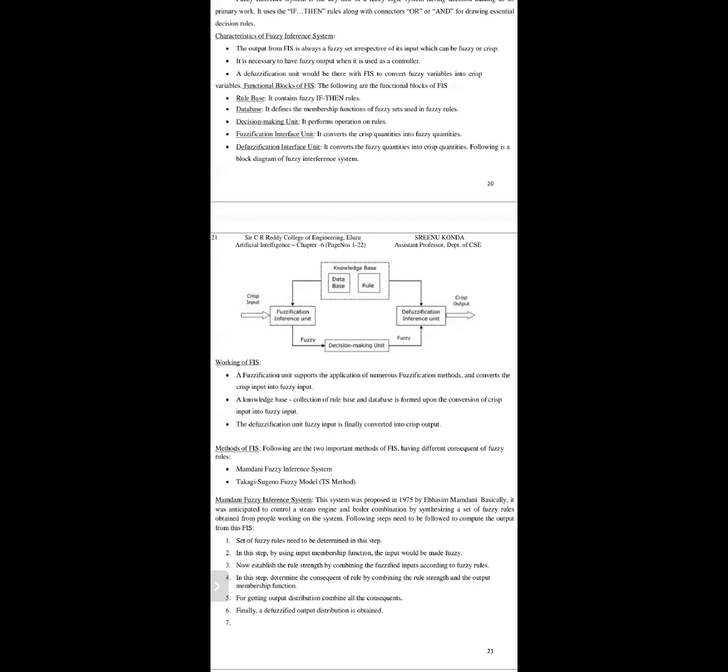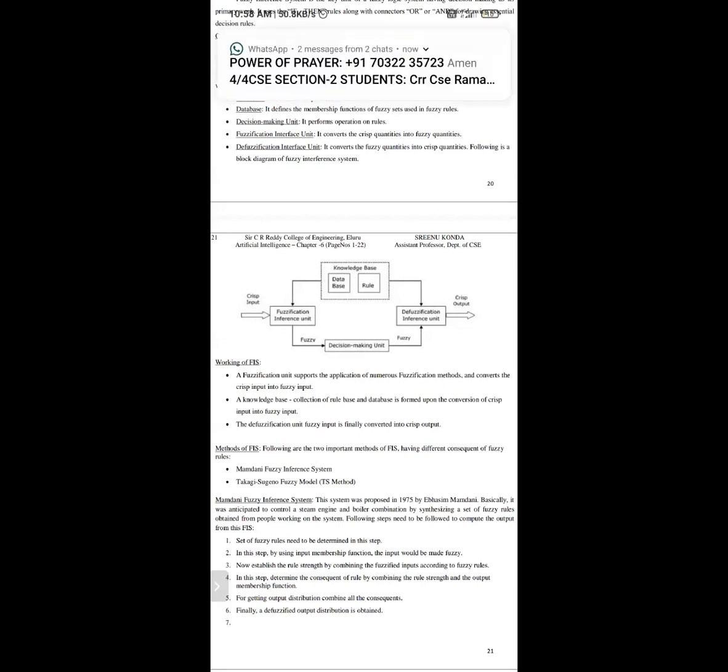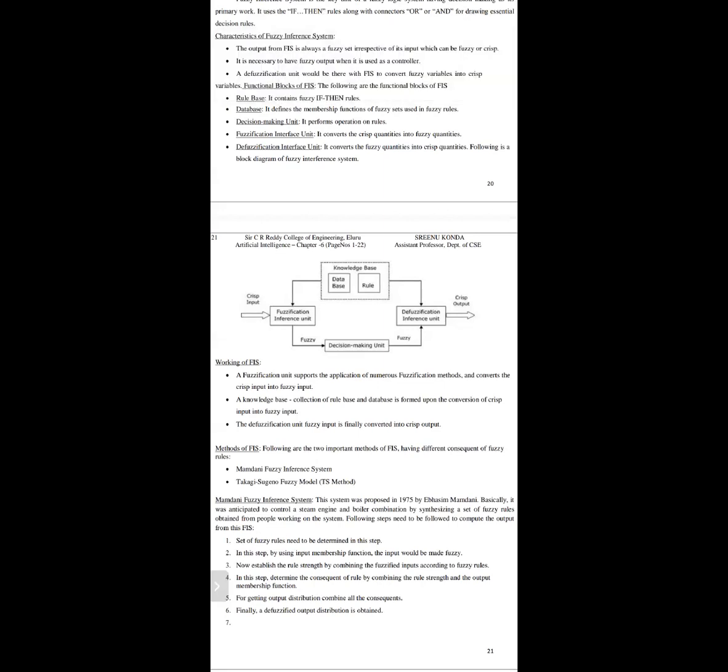Okay, next one, decision making unit. This particular decision making unit performs operations on rules. That means we have the rules, so those particular rules should be applied somewhere. So the operation on rules will be applied by the decision making unit. Based on the rules that are there in the rule base, it is going to decide which rule is to be applied to which particular operation.